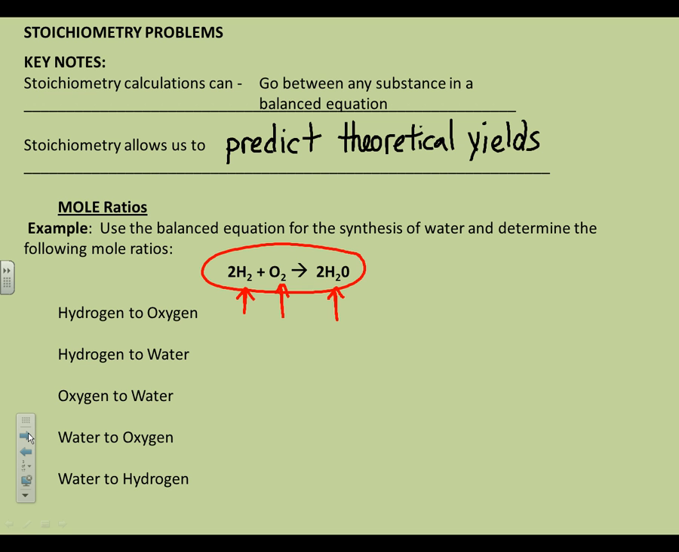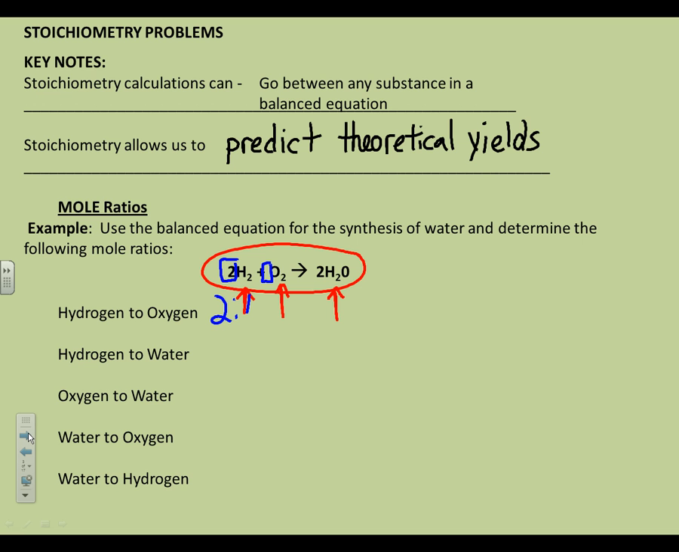So in this reaction, you've got 2 moles of hydrogen reacting with 1 mole of oxygen, and that produces 2 moles of water. So the question is, what is the mole ratio between hydrogen and oxygen? Well, since we're talking about moles, the coefficients represent the moles, so I'm going to take that 2 for hydrogen and that understood 1 for oxygen and say it's a 2 to 1 ratio. And that's exactly right. 2 to 1 would be my ratio for hydrogen to oxygen.